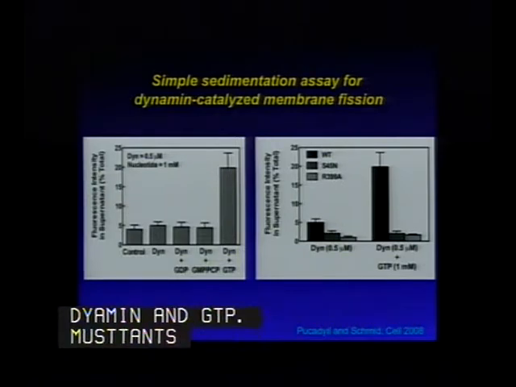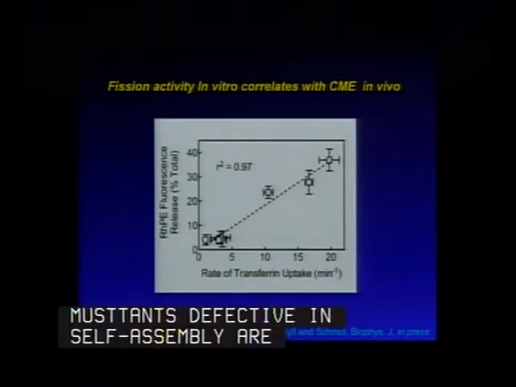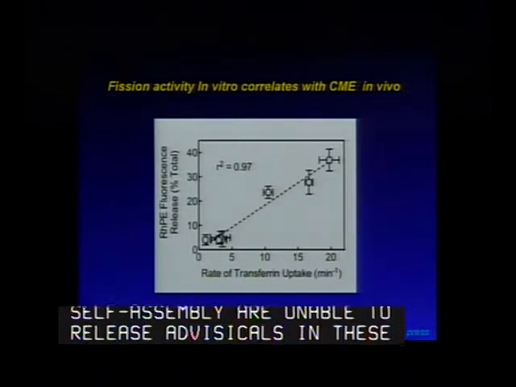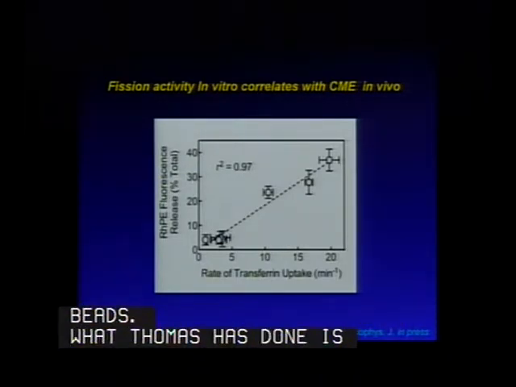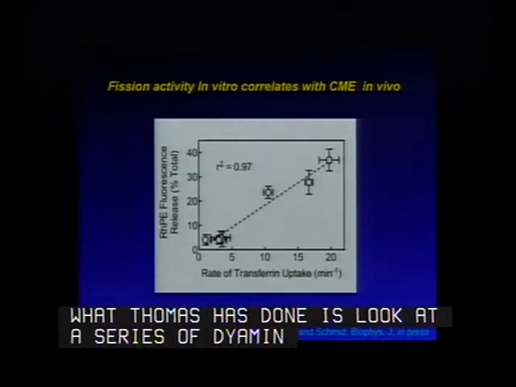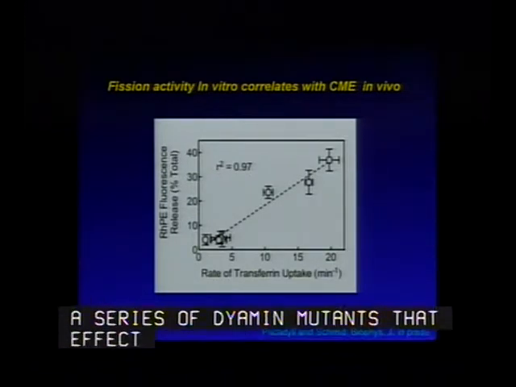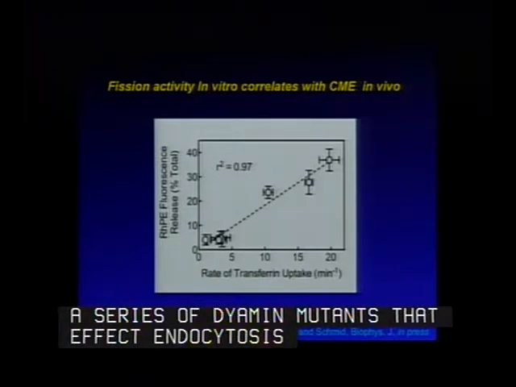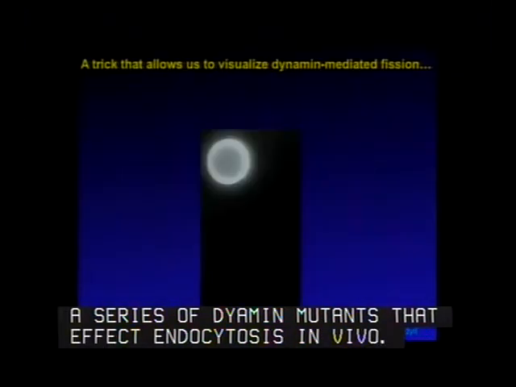from these supertemplate beads. In addition, what Thomas has done is look at a series of dynamin mutants that differentially affect clathrin-mediated endocytosis in vivo, and you can see a very, very nice correlation between the ability of these mutants to mediate fission in this supertemplate assay and their ability to support clathrin-mediated endocytosis in vivo.